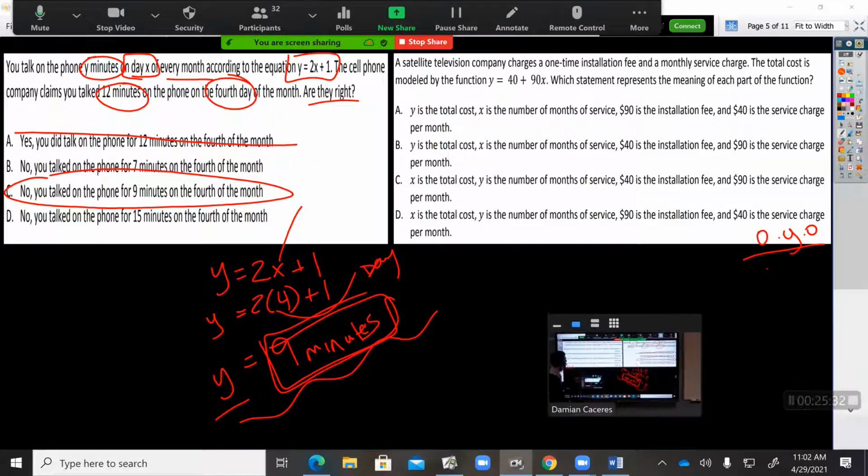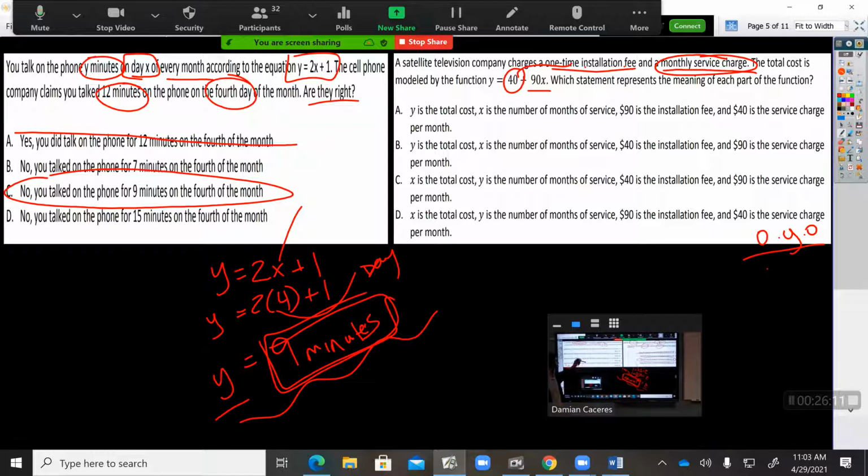Okay, let's review it. So up here it says a satellite television company charges a one-time fee and a monthly service charge. Now, we talked about this on the first page. A one-time fee, an installation fee, is a constant, a number that's not getting multiplied by something because it's not a recurring charge. So that one-time installation fee has to be the 40. And then the monthly charge has to be the number with the variable attached to it because the variable is going to represent the number of months. So here you have the slope, 90x.